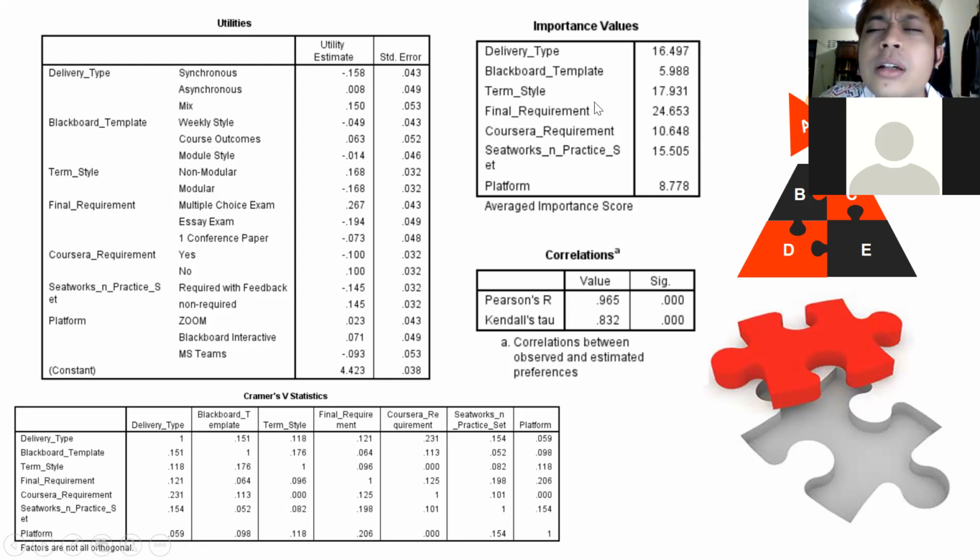What's the second one? The term style. Okay, so term style here. They don't like modular. The same with me. I don't like the modular either. I don't like modular because for us, for professors, we have to put the grade twice for the modular. And then not just that, students. I don't know.